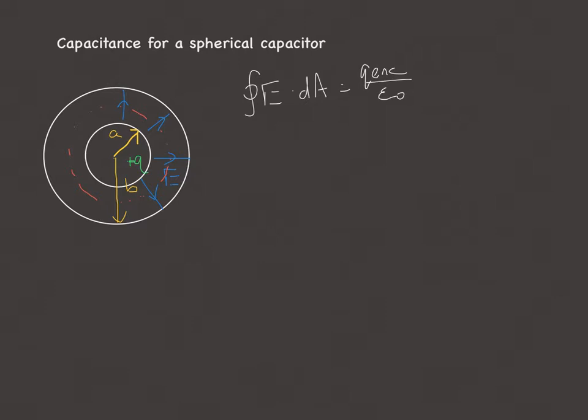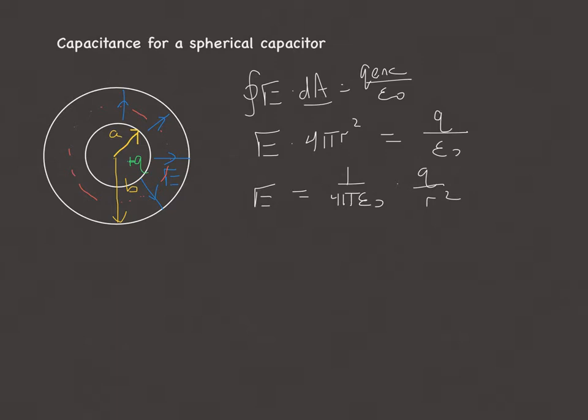The area that we'd use is the area of our Gaussian surface, which is a sphere. So we have E dot 4 pi r squared equals the total charge enclosed, which is the total positive Q over epsilon naught. So we know that this acts just like a point charge, and the electric field is 1 over 4 pi epsilon naught times Q over r squared.